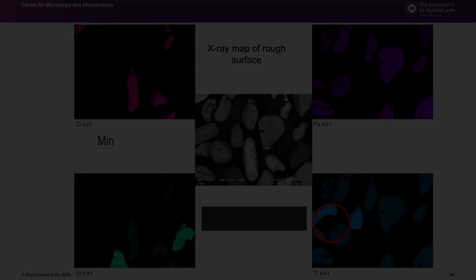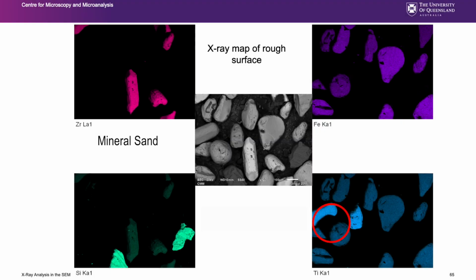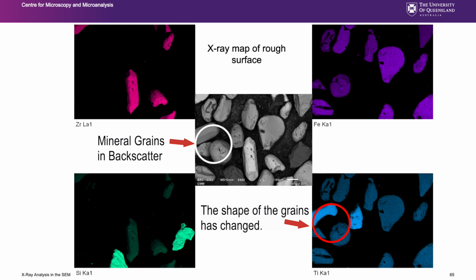Here's a good example. This is some mineral sand that's rough. If you look here, you can see 3 nice mineral grains in backscatter. Yet, if you look at the picture here, the shape of the grains has changed. And what I'm seeing is a big shadow region. My detector is obviously to my bottom right, and this spherical particle here is shadowing the other 2 particles and changing their shape.